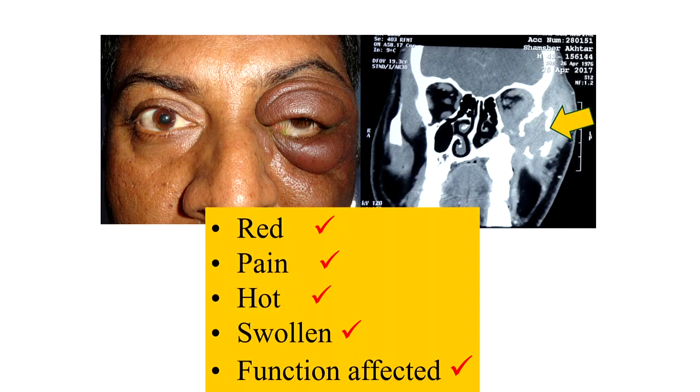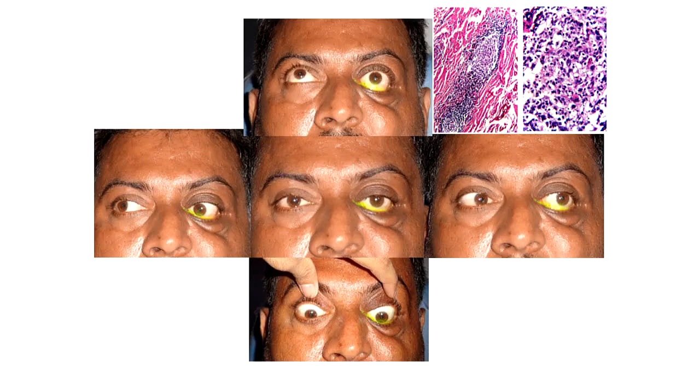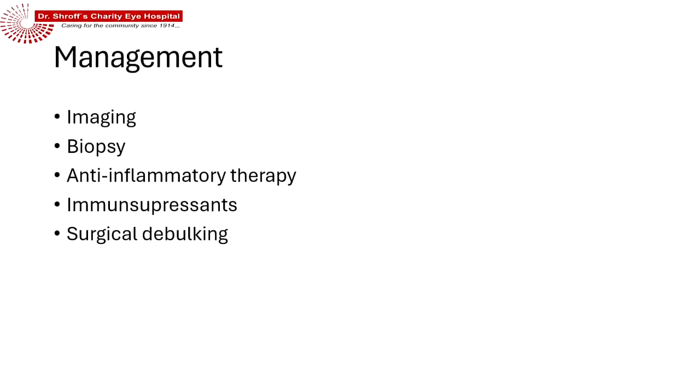So what we do here, of course, is a biopsy, and biopsy shows a sclerosing variant of NSOID, which can sometimes present like a mass lesion with bone destruction also. The unifying feature here is desmoplastic reaction on histopathology, extreme fibrosis, and these are again variants which are pretty difficult to treat. This was after IVMP.